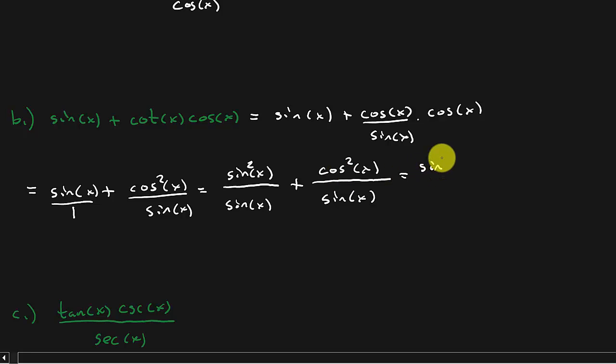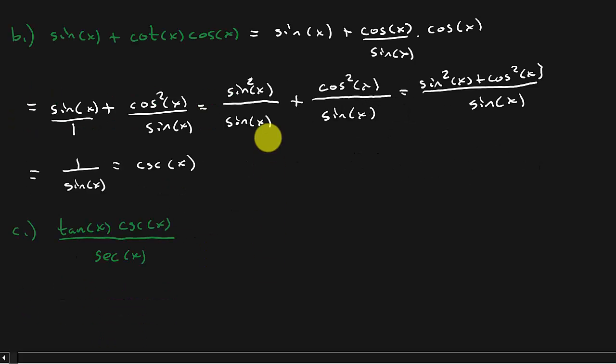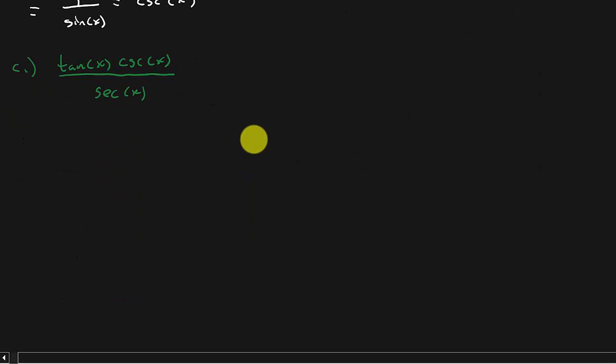And so this would be sine squared plus cosine squared all over the common denominator of sine. Now, what do we know? This identity here, sine squared plus cosine squared, is 1, and that's over sine x. And 1 over sine is what? Cosecant. And that would be it. That's simplified.